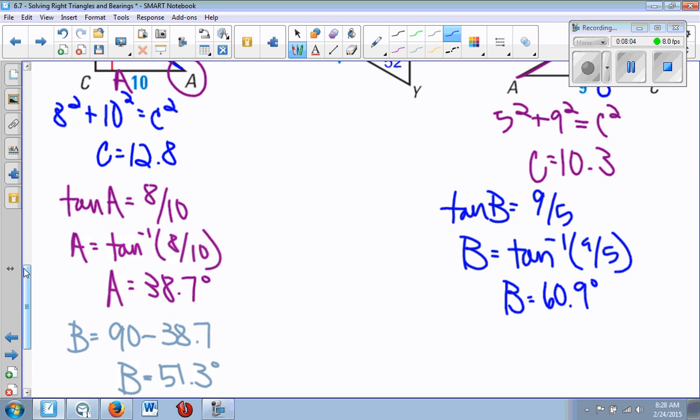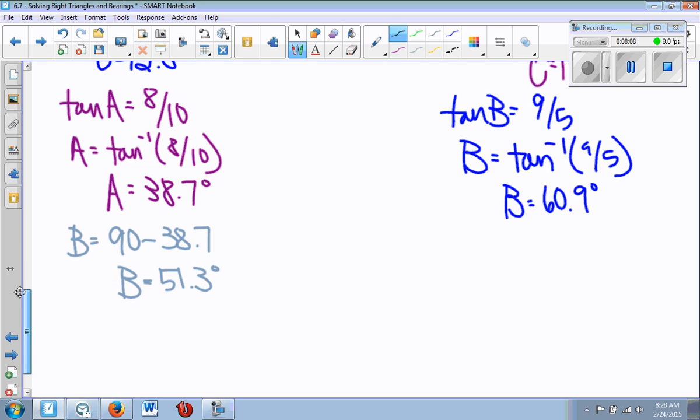Again, the acute angles always add up to 90 degrees. So I'm just subtracting from 90 degrees. And we would end up with 29.1 degrees.